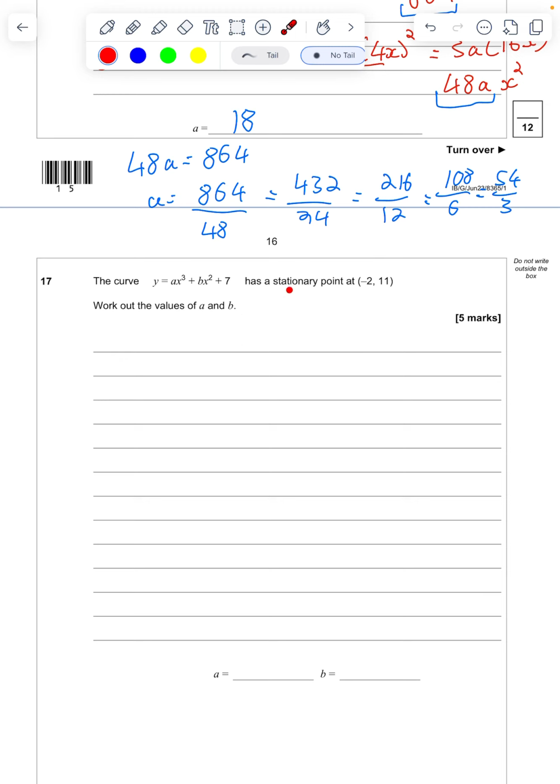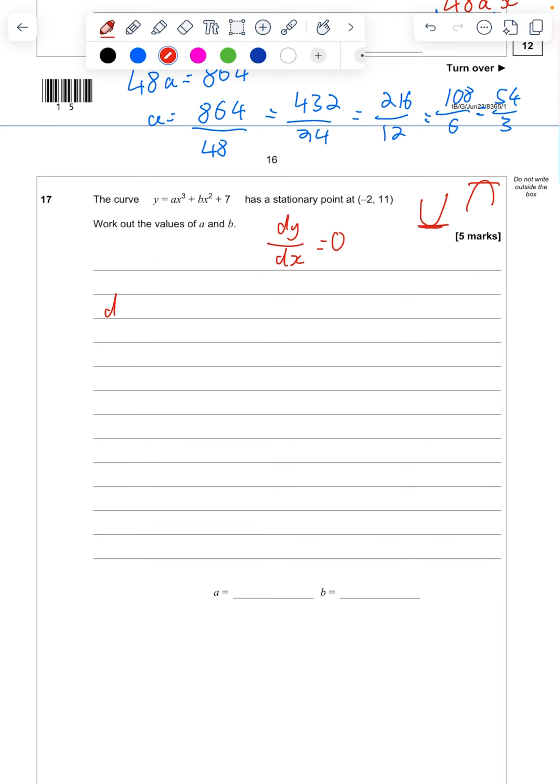So stationary point means you want to take the derivative, and the derivative at a stationary point, dy by dx, is going to be equal to 0. So stationary point is where the rate of change, the gradient, is 0. So something like this or something like this. Basically, just go and differentiate what you've got. So dy by dx is equal to 3ax squared plus 2bx, and then the 7 will go to nothing.